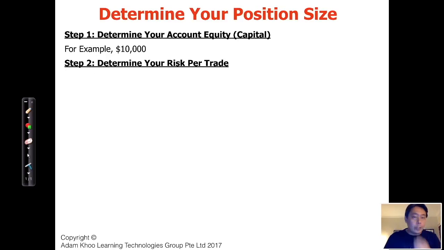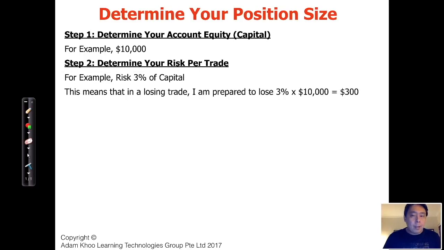And step 2 is you're going to determine your risk per trade. So in this case, let's imagine you're going to risk 3% of your capital because you're more confident, more experienced. Again, once you upgrade to 3%, you can't go back. You've got to keep being consistent with that same 3%, right? So this means in a losing trade, you are prepared to lose 3% of your capital, which is $300.